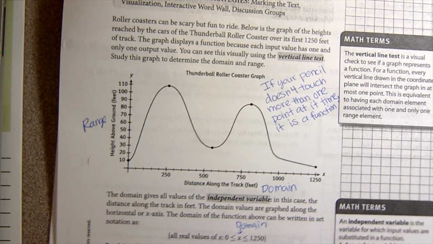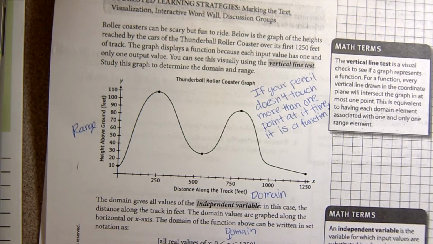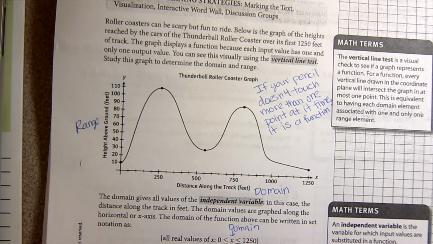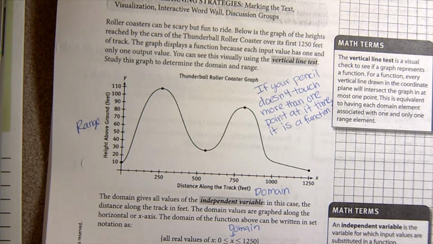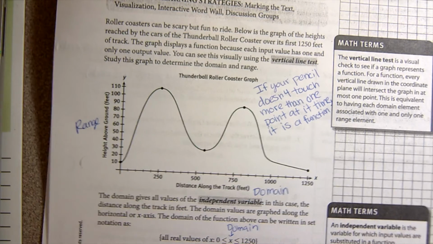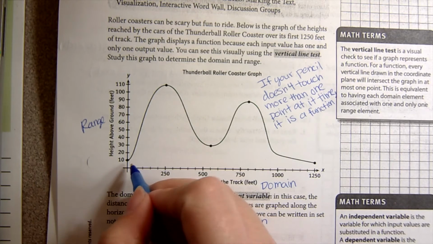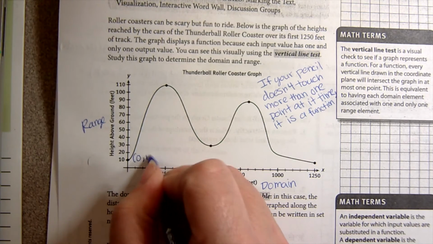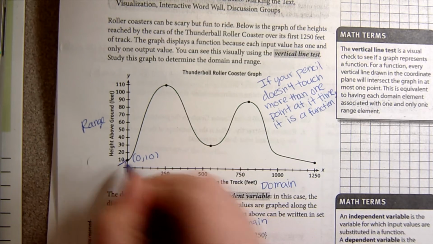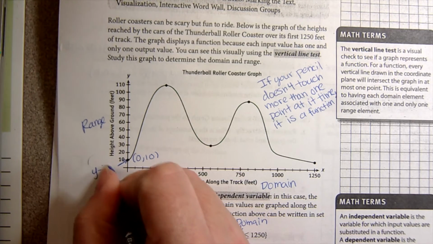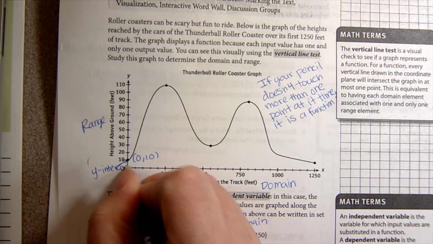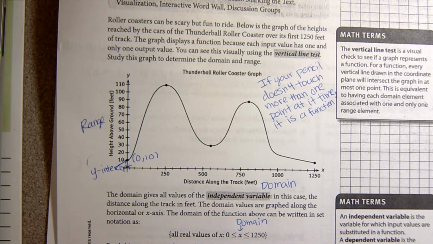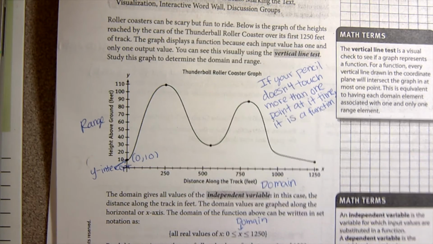Where does it cross the y-axis? Which one is the y-axis? The height above ground. It's the vertical axis. So where does it cross that axis? So what is that as an ordered pair? It is 0, 10. So we're going to go ahead and label this as the y-intercept, because it's where it crosses the y-axis.